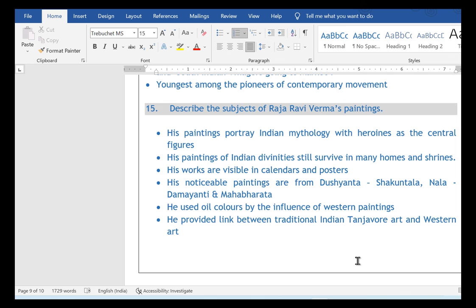This is the last question. Describe the subjects of Raja Ravi Varma. His paintings portray Indian mythology with heroines as his central figures. His paintings of Indian divinities are still seen in many homes and shrines. Many of his works are still seen on calendars and posters. Some of his noticeable paintings are Dushyanta Shakuntala, Nala Damayanti, and episodes from the Mahabharata. He used oil colors. This was an influence of Western painting. He provided a link between the Indian Tanjore art and the Western art.